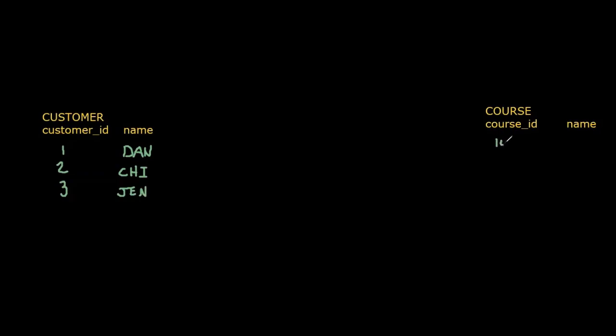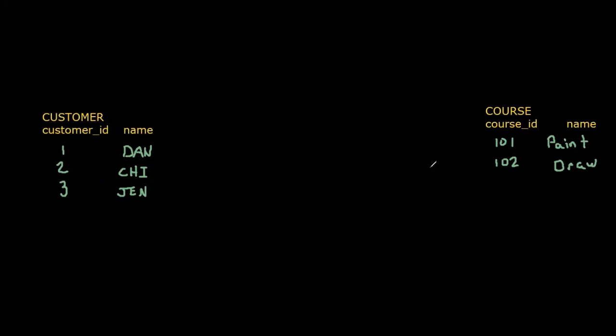So just to keep things distinct, I'll give these course IDs like 101 and 102 and so on. This will help a little later when we're trying to sort these things out. And maybe this is paint, since it's an art class. Painting, our paint class, and this will be our drawing class. Right? So very simple.